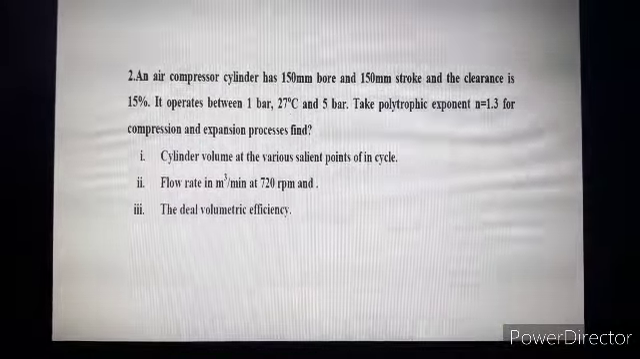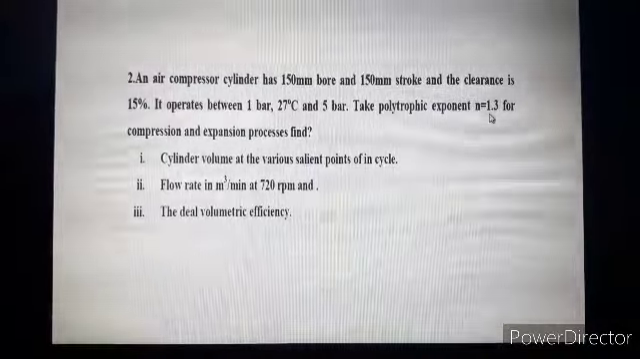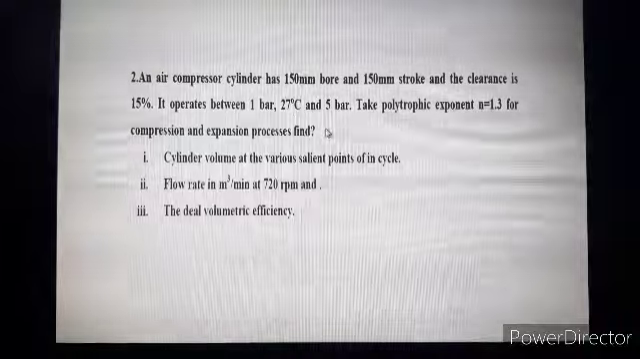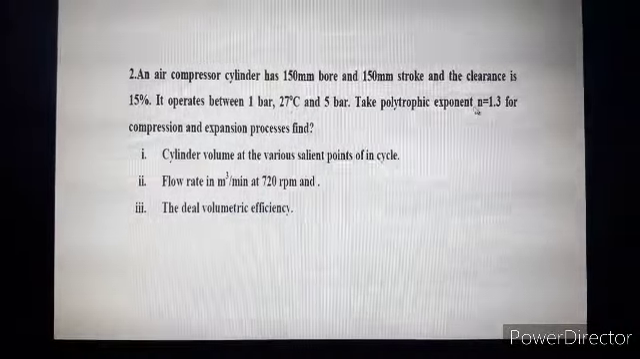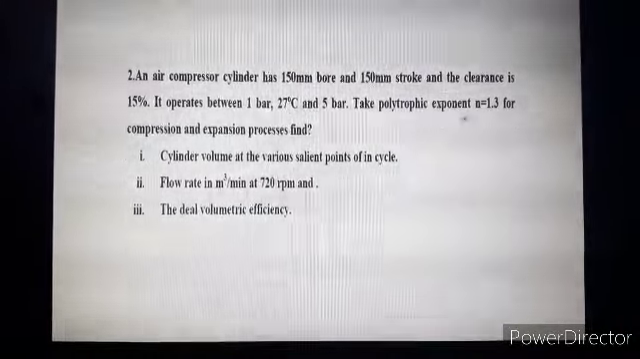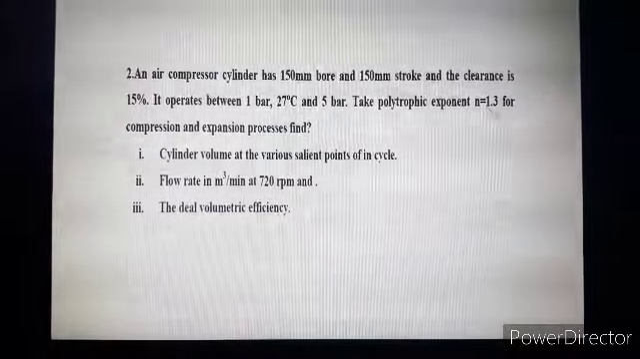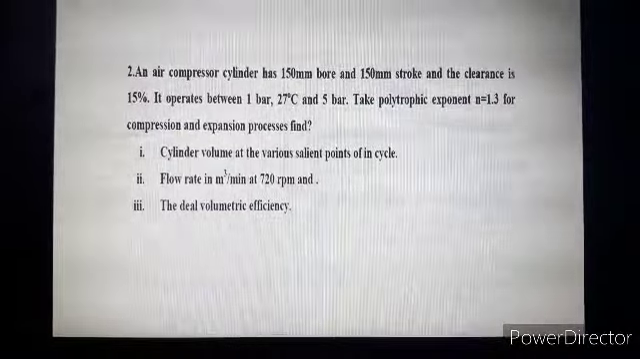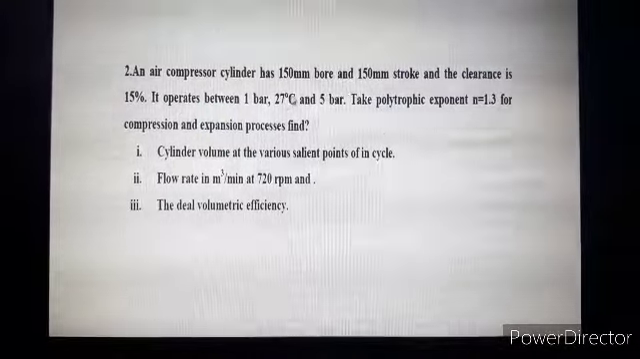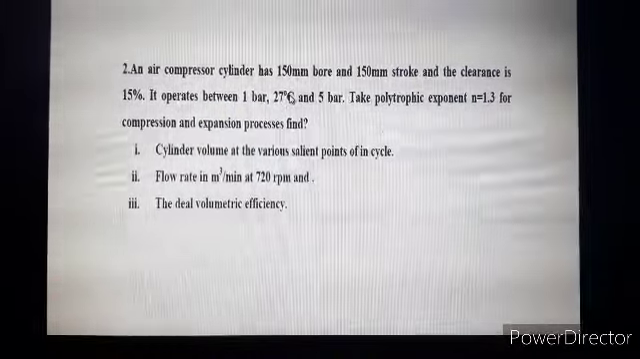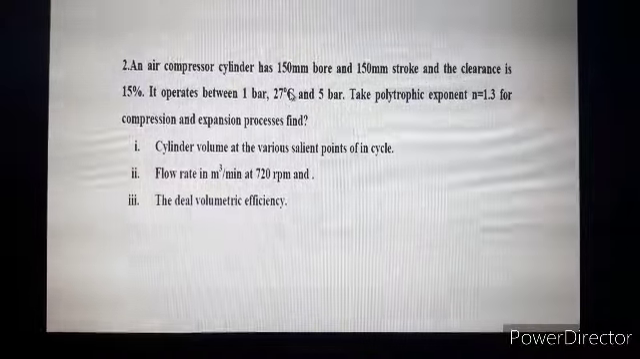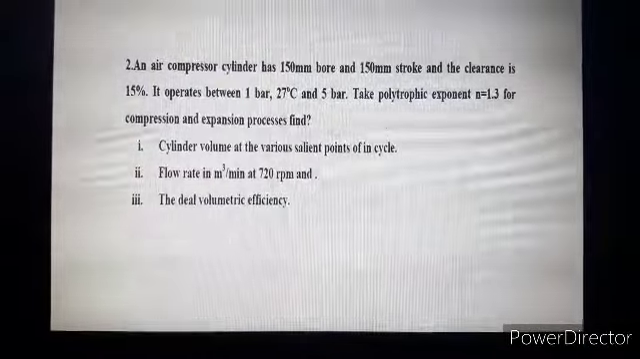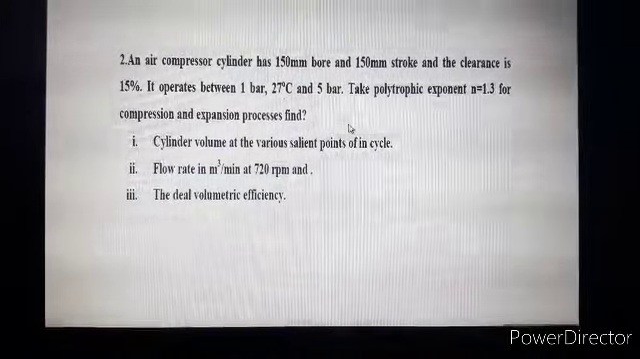Then here the polytropic index is 1.3. It is for compression as well as for the expansion process. So here it is PV raised to n equal to 1.3 for compression as well as PV raised to 1.3 for expansion, because we know the PV diagram for the compressor considering the clearance. During the study of theory of the compressor, we have seen the modified diagram for the reciprocating compressor with clearance. So that diagram we have to refer here.